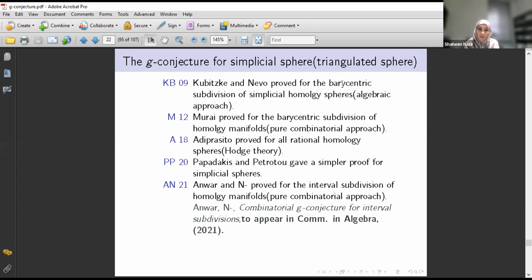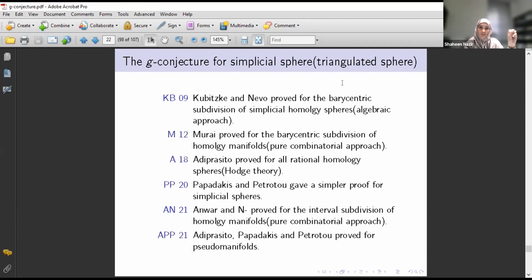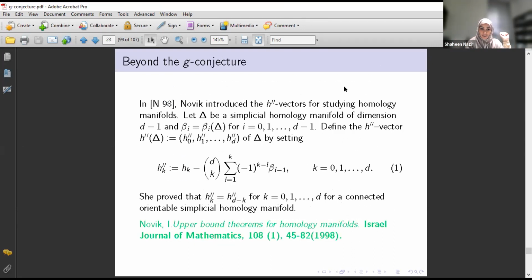And Adiprasito, Papadakis and Petrotou also proved this conjecture for pseudo-manifolds. So they have extended the class of simplicial complexes for which this conjecture is proved to hold. This is just their recent paper. Okay, this is one part: the development that has been done on just the G conjecture.